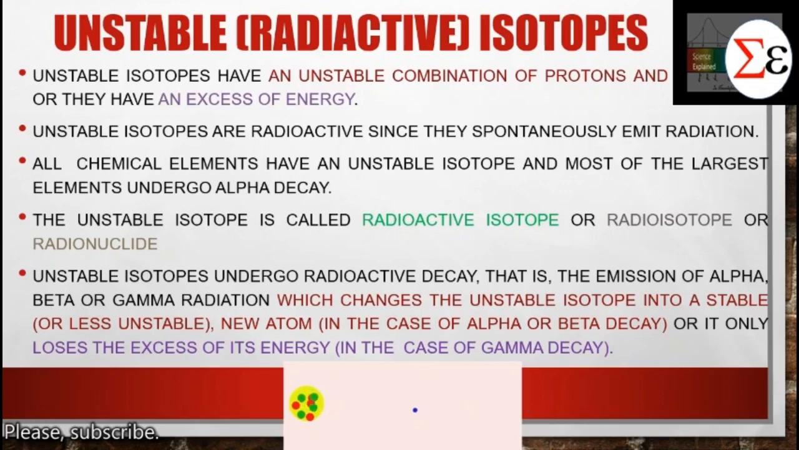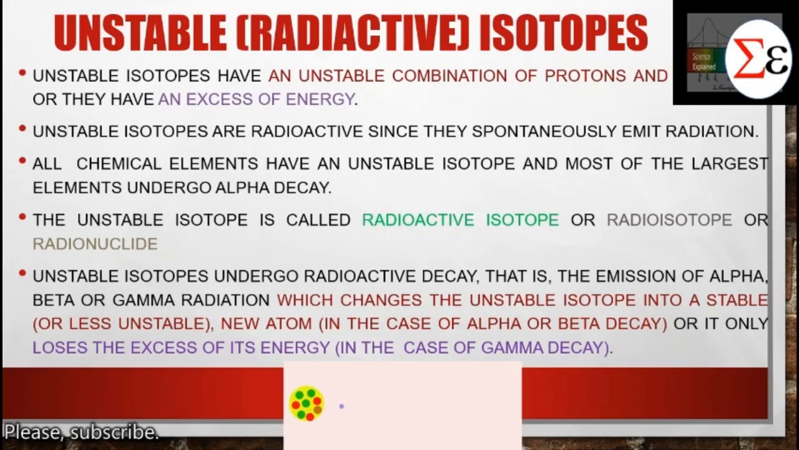and gamma decay. The alpha and beta decay changes the unstable isotope into a stable or less unstable new atom because the atomic number changes. It increases or decreases by a unit. And the gamma decay makes the atom release the excess of energy, but there is no change of the atom itself. The unstable isotope is called radioactive isotope, radioisotope, or radionuclide.